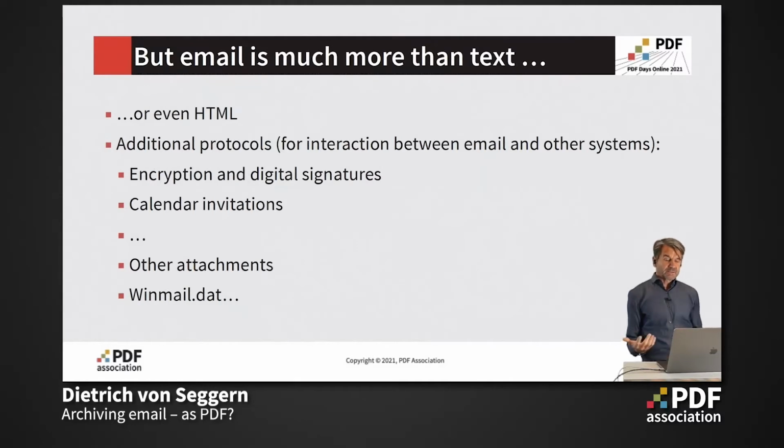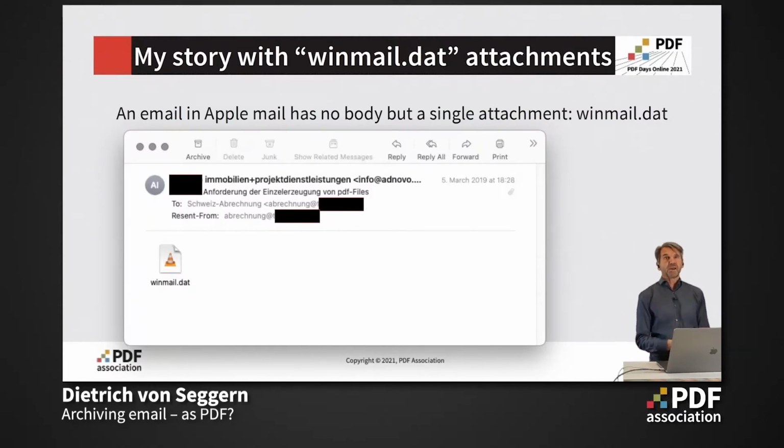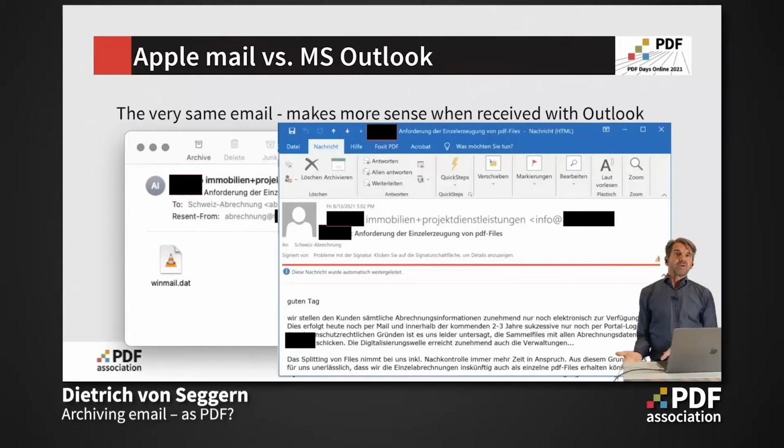And then it can be even worse. There are WinMail.dat files. And this is not from the EA-PDF paper. This is my personal experience. Actually, this email was sent to us by one of our customers, and it represents what they saw in their email client. An email was received on Apple Mail where there was only one attachment, which was called WinMail.dat. Not much content, nothing that you could really do with that email. However, when you look at that very same email using Microsoft Outlook, there is suddenly lots of content and lots of information.